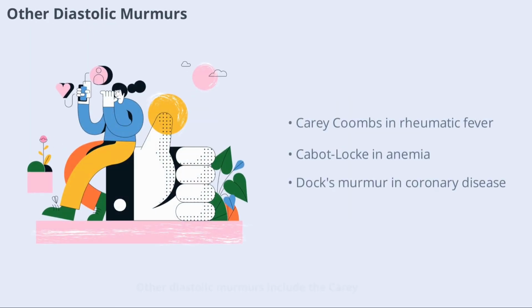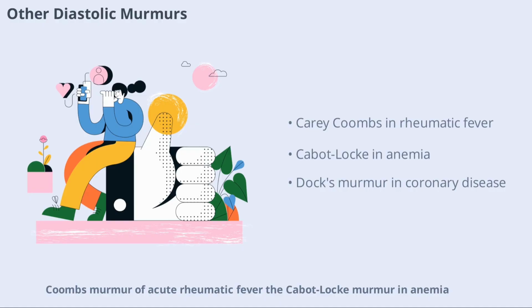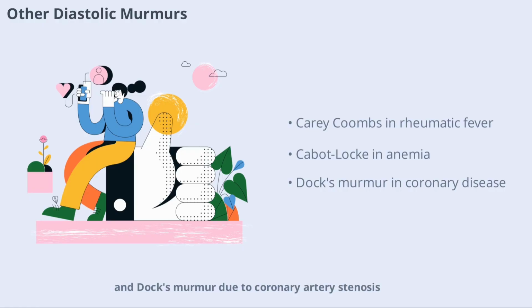Other diastolic murmurs include the Carey-Coombs murmur of acute rheumatic fever, the Cabot-Locke murmur in anemia, and Dock's murmur due to coronary artery stenosis. Each has unique features and clinical associations, highlighting the importance of a thorough evaluation.